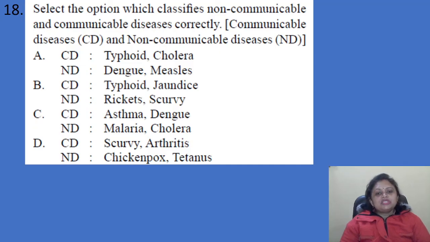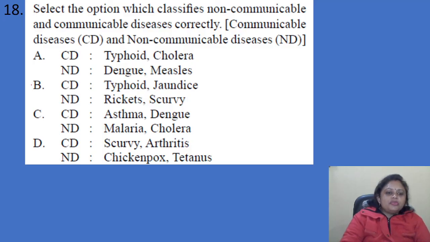Coming to the next question. Select the option which classifies non-communicable and communicable diseases correctly. So communicable diseases CD and non-communicable diseases ND. Option A, CD, typhoid, cholera, ND, dengue, measles. Option B, CD, typhoid, jaundice, ND, rickets, scurvy. C, CD, asthma, dengue, ND, malaria, cholera. D, CD, scurvy, arthritis, ND, chickenpox, tetanus. So here the correct answer is option B.